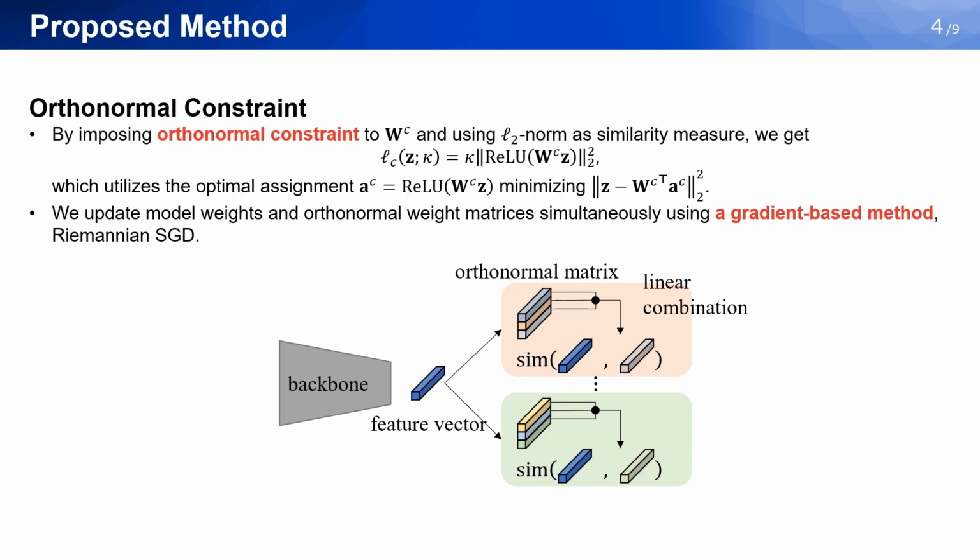To determine the assignment vector, we impose orthonormal constraints on the weight matrix. By imposing the orthonormal constraint and using the L2 norm as the similarity measure, we can utilize the optimal assignment vector, which minimizes the L2 distance between the feature vector Z and WA. The orthonormal constraint can be satisfied by applying the Riemannian stochastic gradient descent method. So we can update model weights and orthonormal weight matrices simultaneously using a gradient-based method.